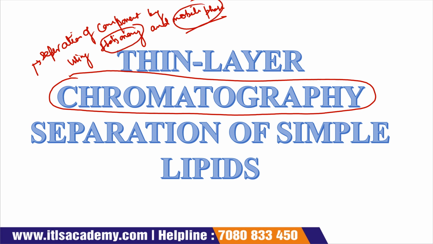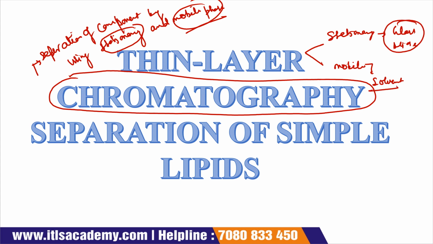In thin layer chromatography, there are again two phases. One is your stationary and one is your mobile. In thin layer chromatography, the stationary phase is a glass slide, and the mobile phase is a solvent. And on the glass slide, a layer of silica gel is introduced.